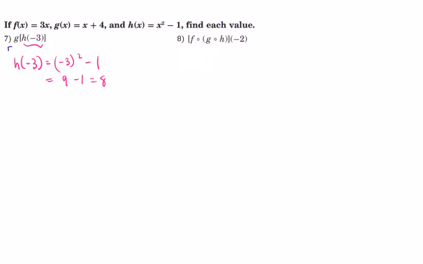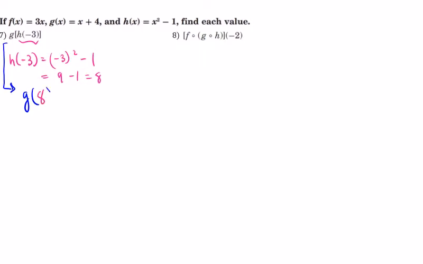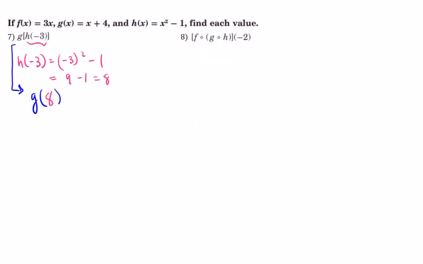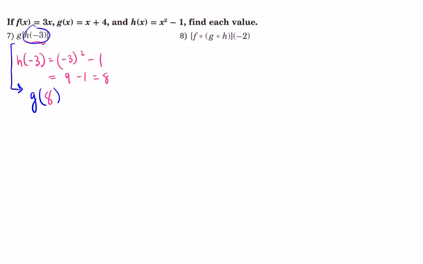So what I'm going to do is redo this function. I'm going to do g of, but instead of h of -3, I'm going to put 8 in there. All we did is replace h of -3 with what it comes out to, which is 8. And so now I'm going to do g of 8, right? So here's the g function, x plus 4.